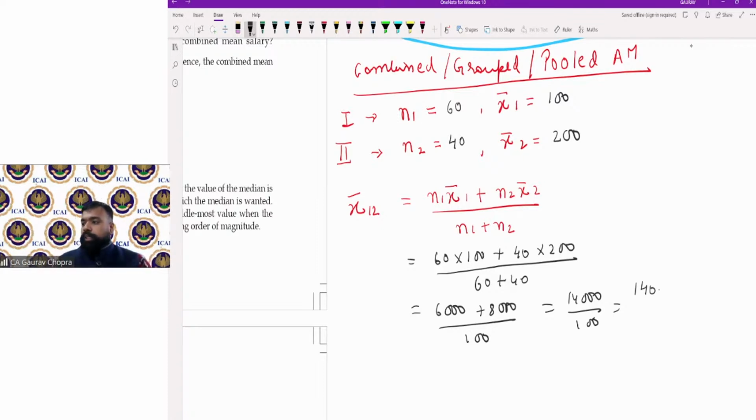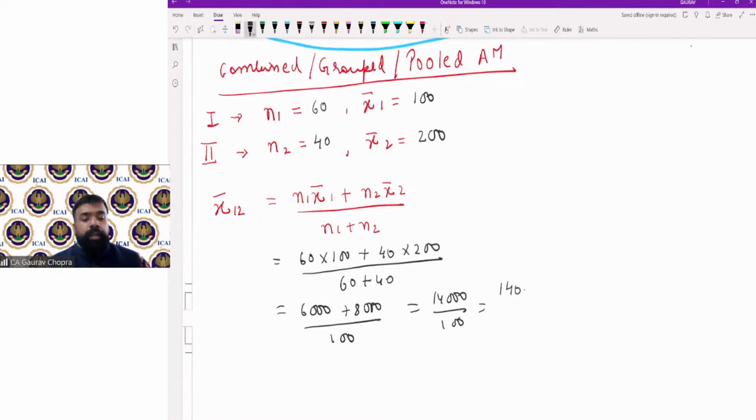So Riddhi Sharma says clear, Bhumika says all concepts are clear, Vidisha says crystal clear. Great. So this is the formula for combined arithmetic mean.